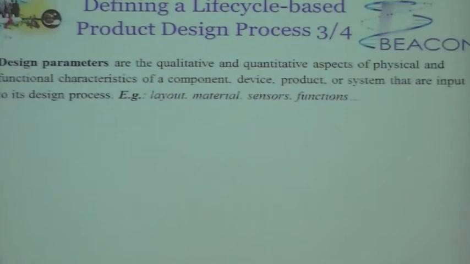But what are those actual parameters? Here I have a definition for each of them. The design parameters are the ones that are being manipulated by the engineers and the factories. They are qualitative and quantitative, as well as the physical and functional characteristics of the product. Some examples are the layout of the product and the material that is being used. Are you going to use aluminum? Are you going to use steel? Are you going to use hard plastic? The sensors, what type of sensors, or the functions, what type of functions are you going to include? Those are the design parameters.